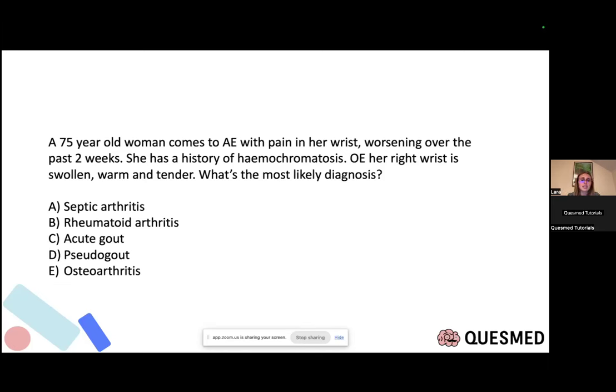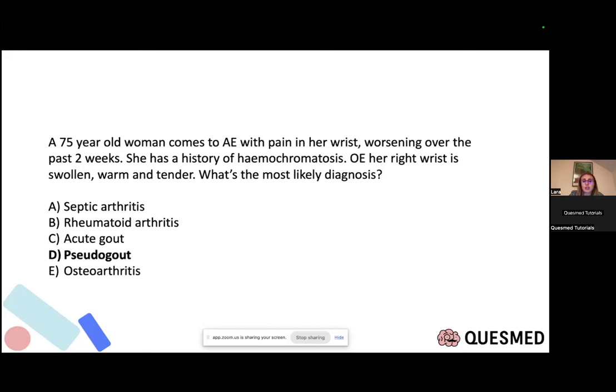So yeah, this is a lady with a history of hemochromatosis. It's swollen, warm, and tender. You kind of know this or you don't, but hemochromatosis is associated with pseudo-gout, and that's what this is testing here. So I think we're going to talk a little bit more about gout now and differentiating between them.